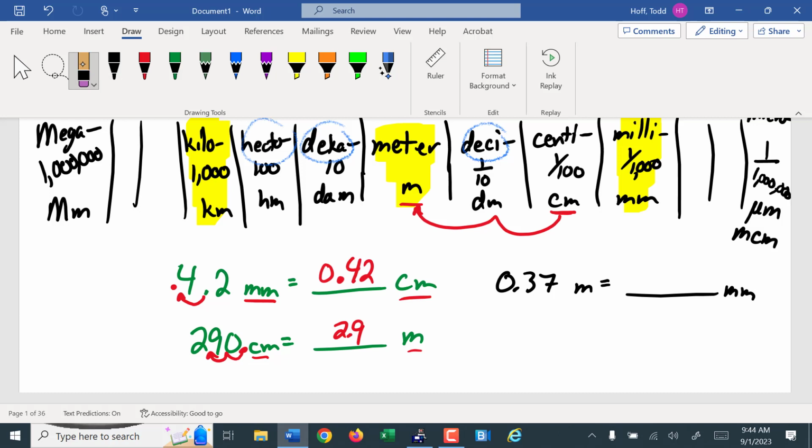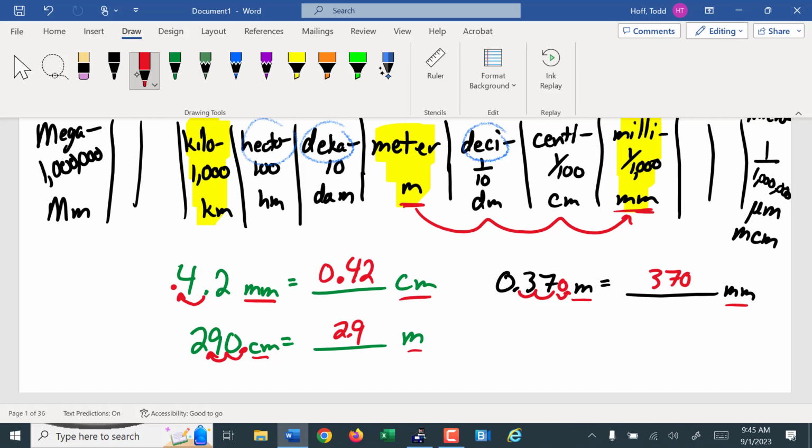If I have 0.37 meters going into millimeters, going from meters to millimeters, so I'm going from here down to here. I'm moving 1, 2, 3 spots to the right. I move my decimal point 1, 2. I run out of digits, so I have to add a 0 to go 3 spots to the right. That's 370 millimeters.